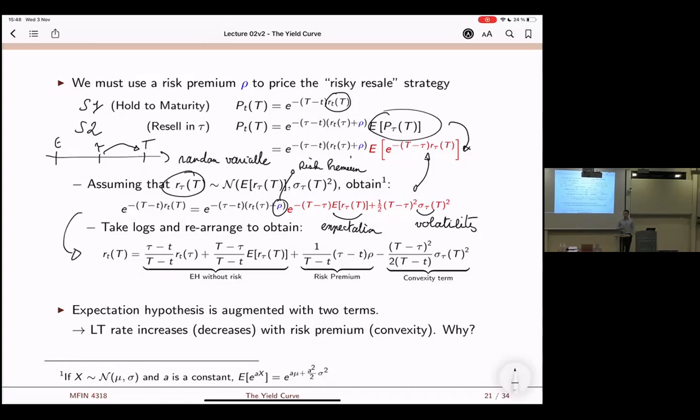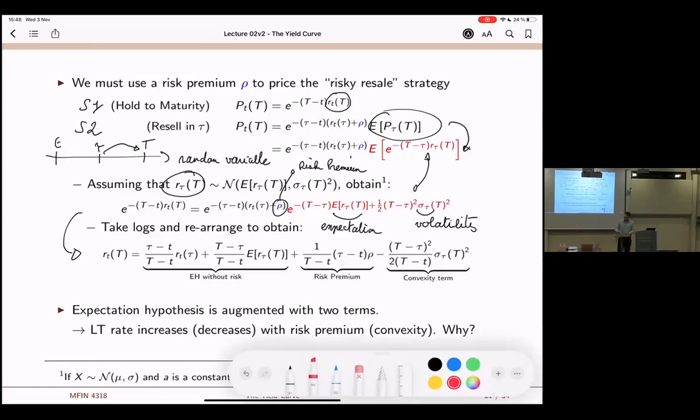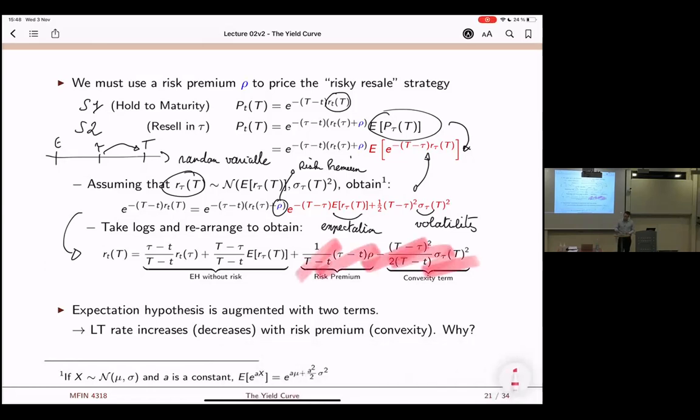Okay. What's interesting about this? Well, you see that the long-term rate now is much more complicated. If you forget about the two last terms here, we're back to what I call the naive version of the expectation hypothesis. In that naive version, the only thing that could happen is that if the yield curve has a positive slope, it must mean that the rate will increase. That's the only thing that could happen.